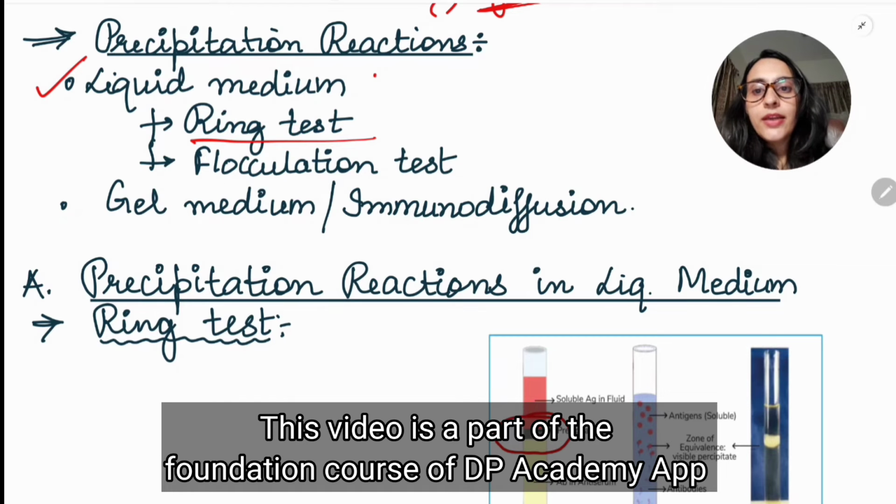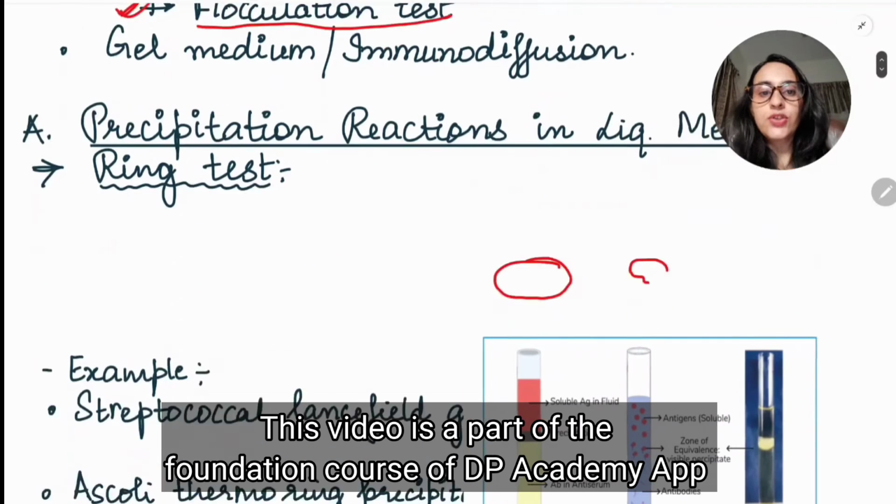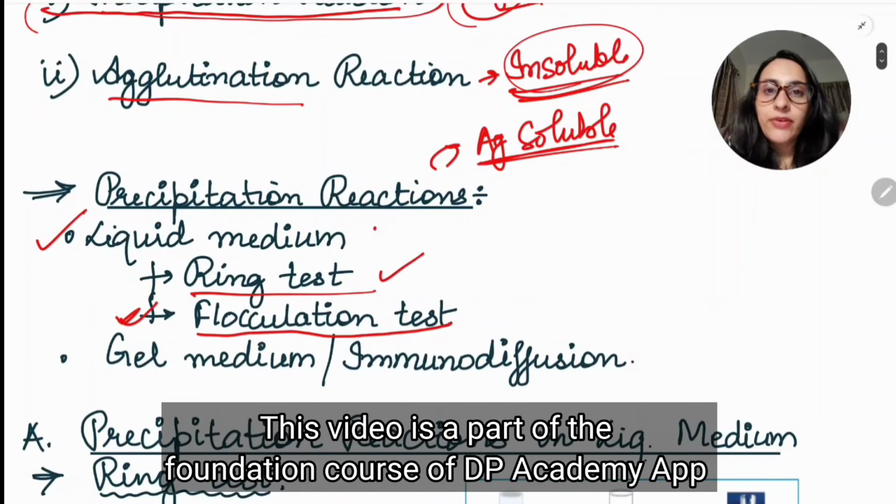While on the other hand, there can be flocculation formation in the liquid media, and that is known as flocculation test. In this, the floccules are formed. You can see the floccules; when floccules like this are formed, that is known as a flocculation test. So in the liquid media, it can be of two types. Either there can be ring test, formation of a ring, or if it is formation of floccules, we call it flocculation test.